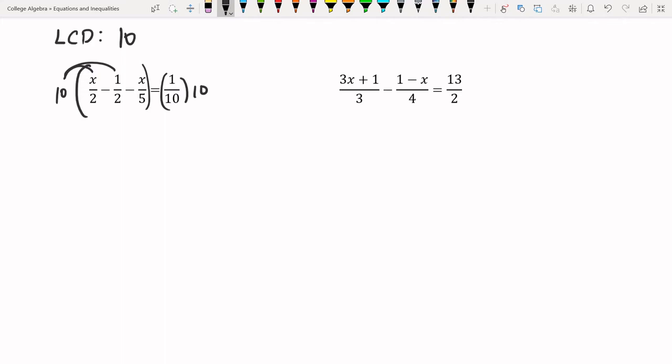This distributes on this side, and 10 times 1/10 just becomes 1. On the left-hand side, 10 times x over 2, you can write this a number of ways. I'm going to write it like this. Well, I'll actually distribute it first, I think. That might be the simplest to understand. I'm going to write it as 10 over 1, and then multiply everything by 10 over 1.